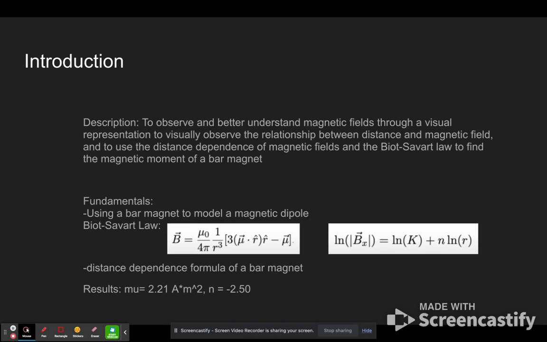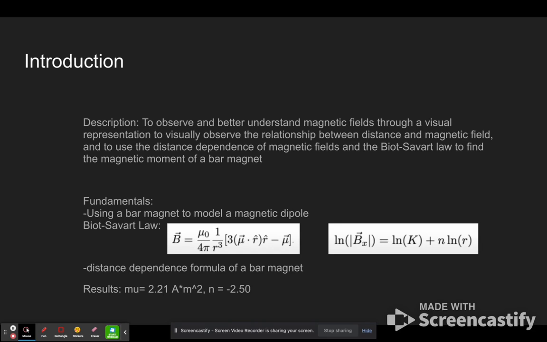Introduction. The goal of this lab is to observe and better understand magnetic fields through a visual representation, to visually observe the relationship between distance and magnetic field, and to use the distance dependence of magnetic fields and the Biot-Savart law to find the magnetic moment of a bar magnet.